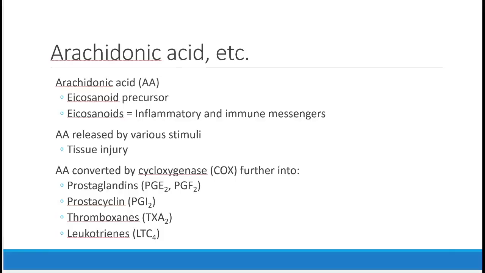Eventually, they get converted into prostaglandins, prostacyclins, and so on and so forth. But before that can happen, arachidonic acid needs to be released by different tissues. And so what happens is that during tissue injury, your body will naturally release arachidonic acid as a way to help heal itself and provide relief for the body. And you can see the different compounds that are converted from arachidonic acid at the bottom there.